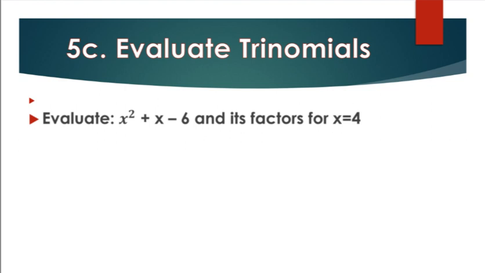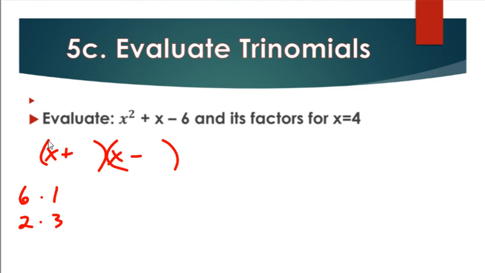And the final problem, evaluate this one, x squared plus x minus 6, and its factors for x equals 4. Now factor this, we got our x's. It has to equal a negative number, so one's got to be positive, one's got to be negative. To get 6, we got 6 and 1, we got 2 and 3. Since the middle term is positive, the bigger number has to be positive.